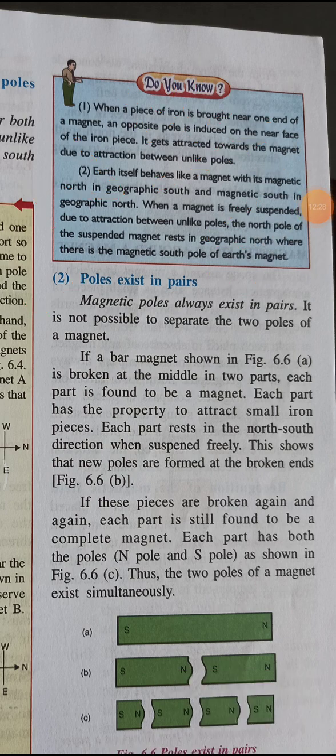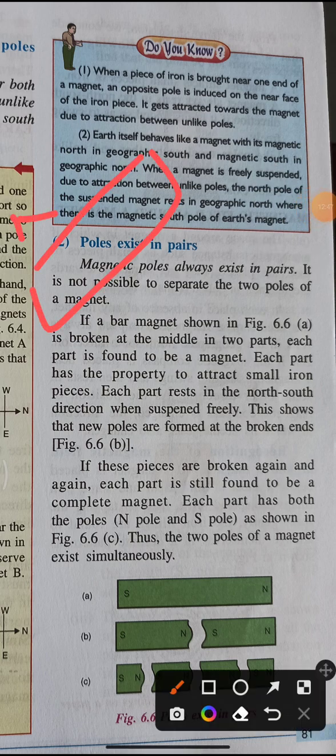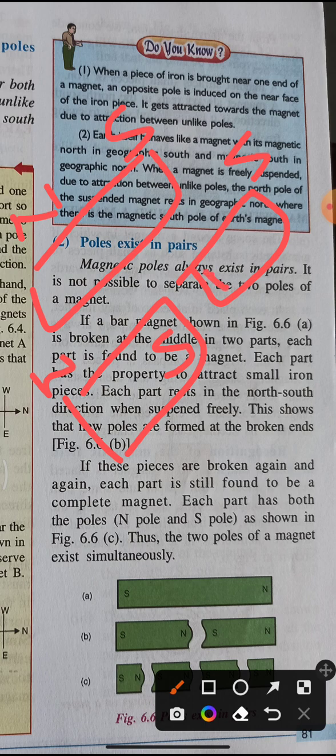Okay, now let's read it with the help of an activity. Magnetic poles always exist in pairs. It is not possible to separate the two poles. If you take a bar magnet and break it in the middle into two parts, the bar magnet earlier had a north and south pole, but it is not that only the north pole will remain here and the south pole here. No, when you break it in the middle, a south pole will be generated here and a north pole here. This will continue if you keep on breaking the magnet again and again.